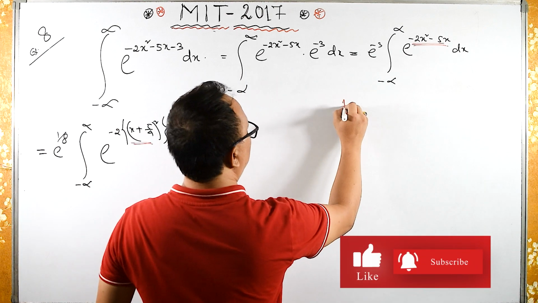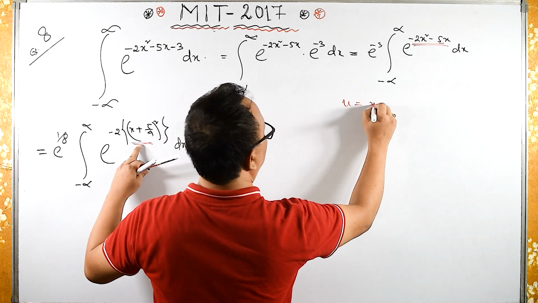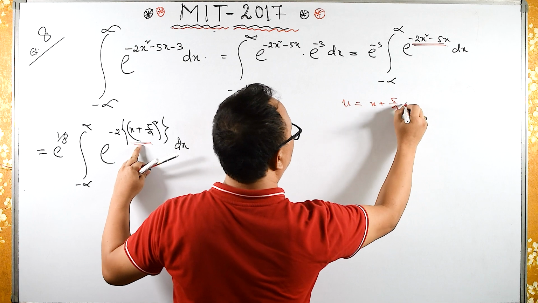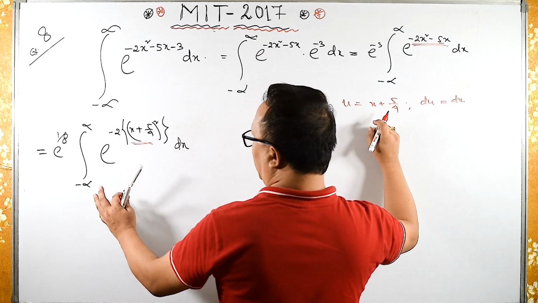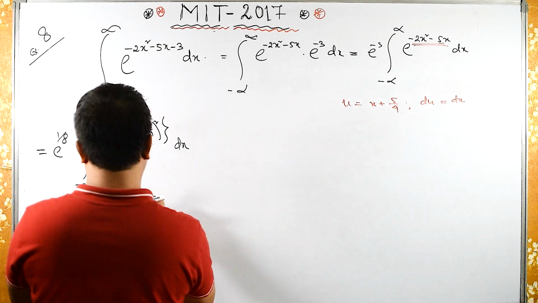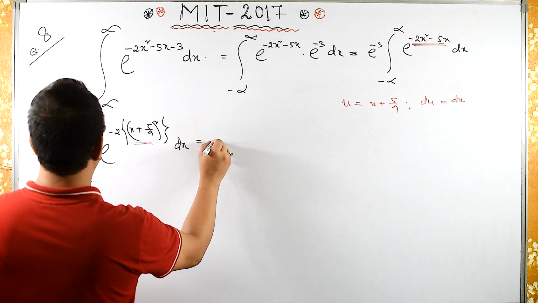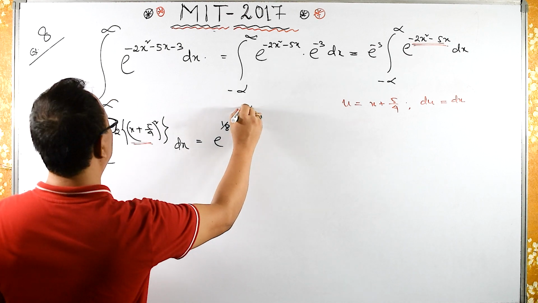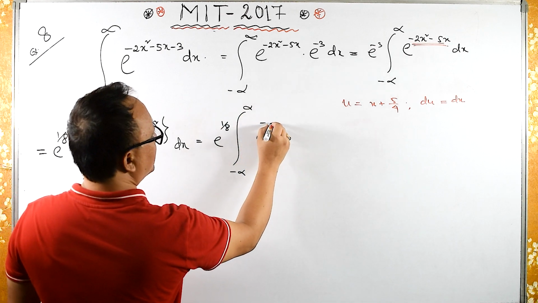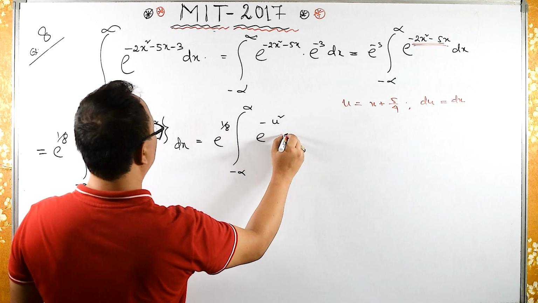Let u equals x plus 5 by 4, therefore du equals dx, and the limits stay the same. So this is equal to e raised to 1 by 8 times the integral from minus infinity to infinity of e raised to minus u square du.